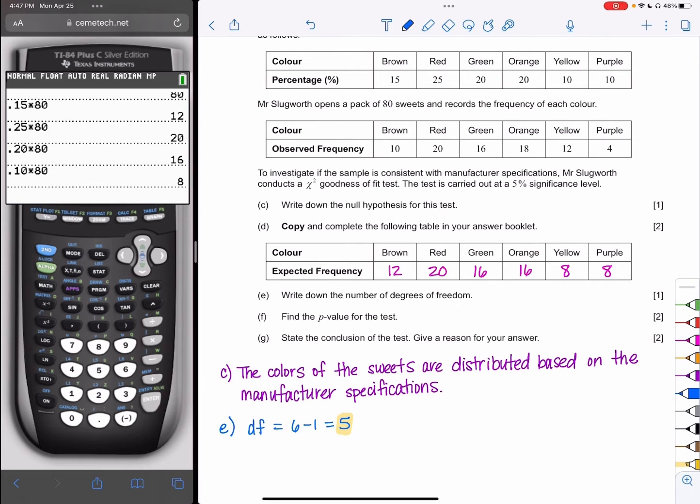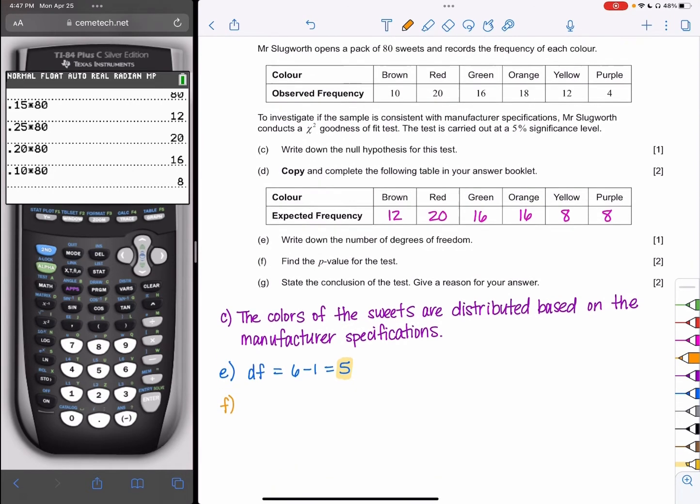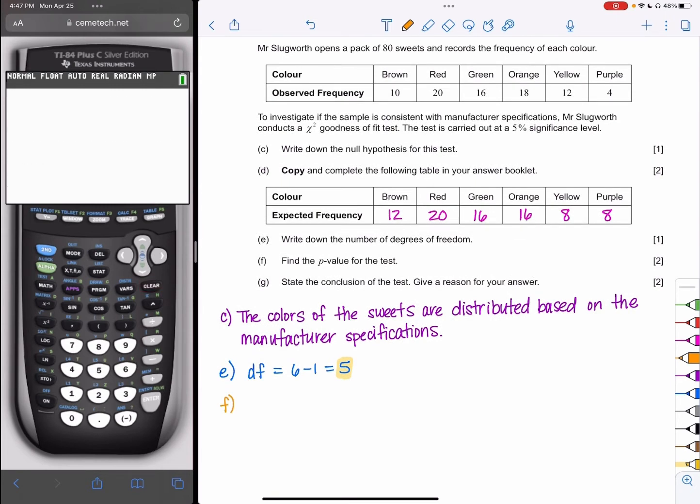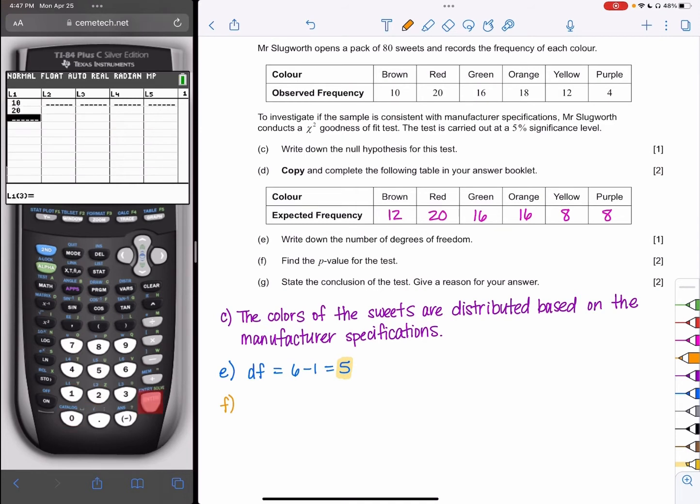So part F says that we want to find the p-value for the test. If we want to find the p-value for the test, we need to calculate the chi-square statistic. So here we're going to go to stat. We're going to go to edit. Our observed frequencies are going to go in L1, and our expected frequencies are going to go in L2.